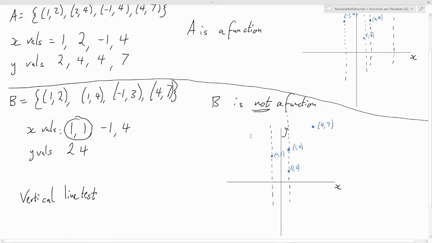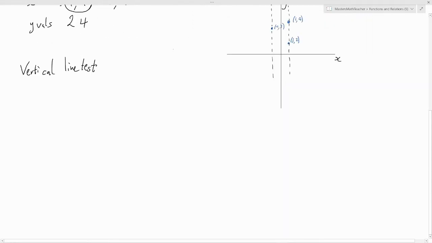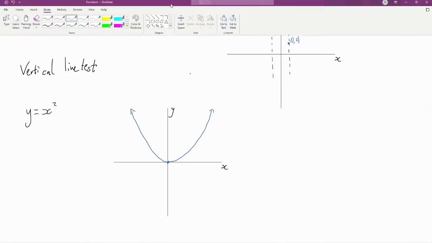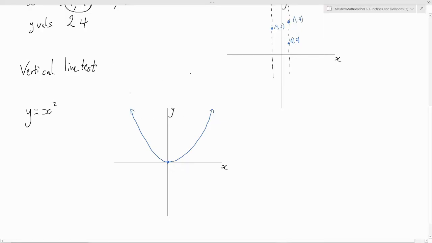So let's do that with some graphs. Let's try y equals x squared, one of our favorite graphs. We know that's a parabola, and it's just our basic ordinary parabola. So it's going to start at (0, 0), and it's going to look like this. Okay, let's try to draw some vertical lines.